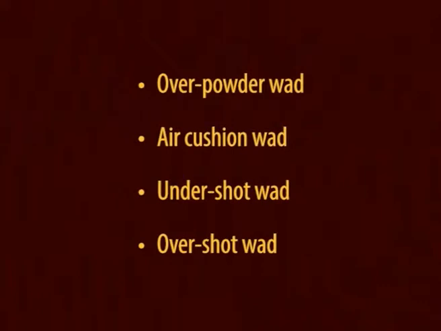In shotgun ammunition, there are a number of wads and they comprise over powder wad, air cushion wad, undershot wad and overshot wad. They keep the powder charge in the cartridge in their proper place. In addition, the cushion wads seal the barrel on firing and thus prevent escape of gases and consequent loss of velocity. They also clean and lubricate the barrels.